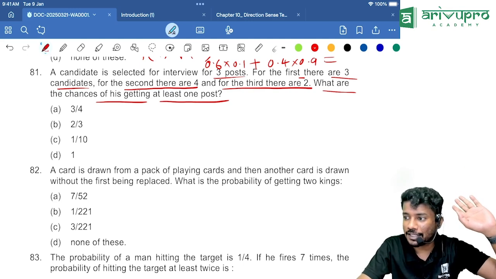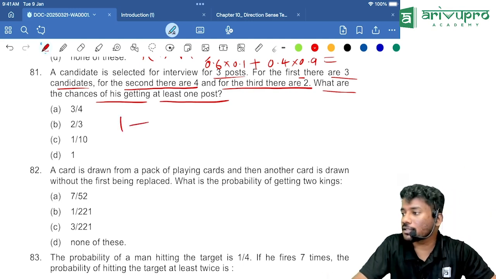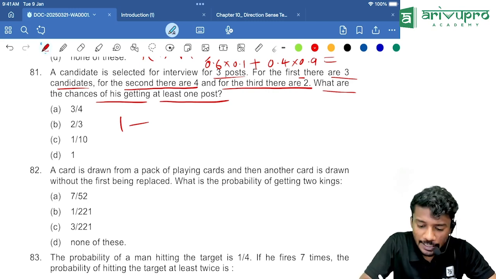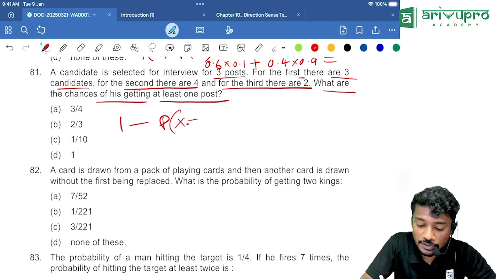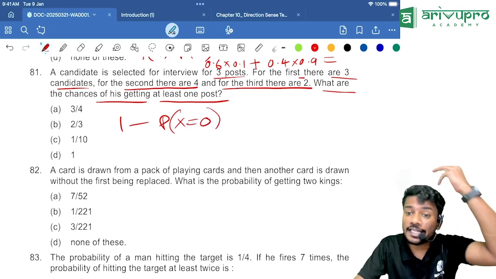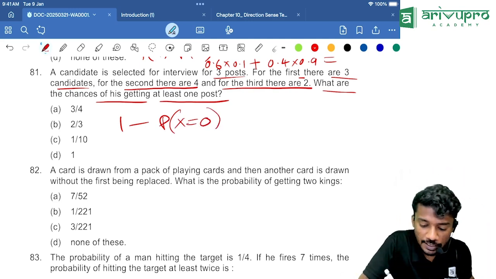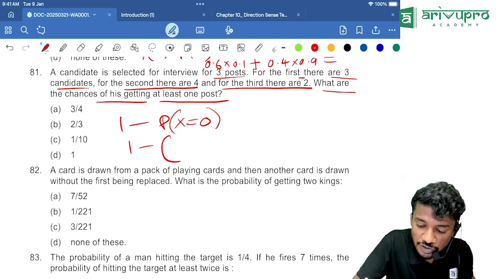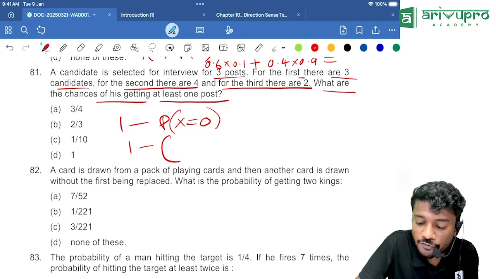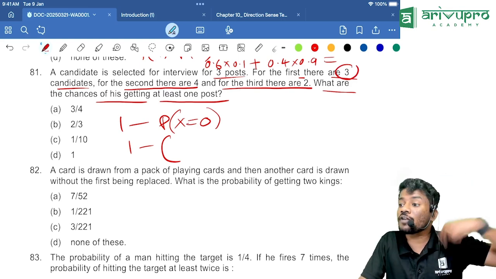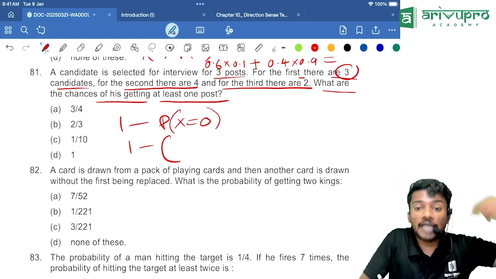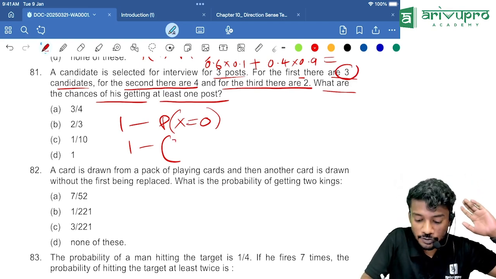Can I write it as 1 minus P of x less than or equal to 1, that is x equal to 0, him not getting selected at all? So can I write 1 minus, in the first post, what are his chances of not getting selected? Total 3 candidates are there. He will not get selected means the other 2 will get selected. That means 2 by 3.